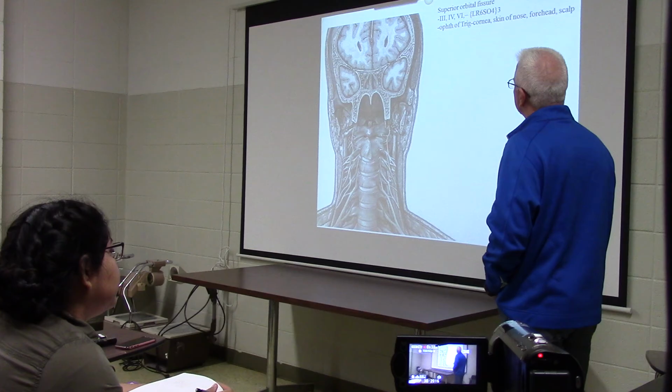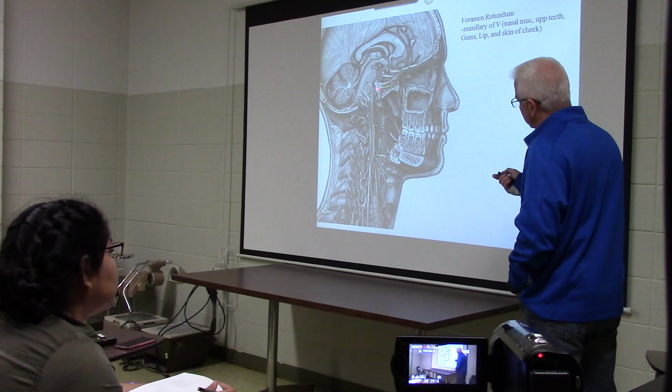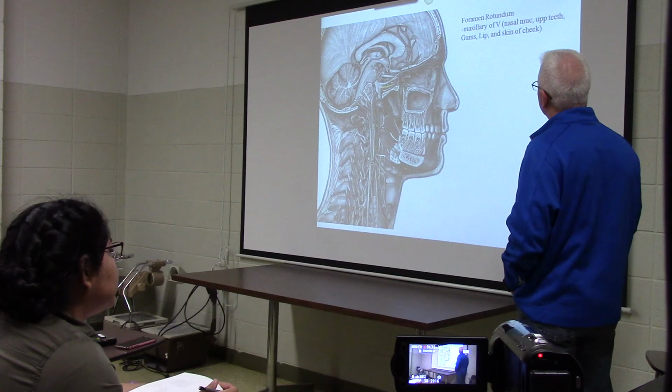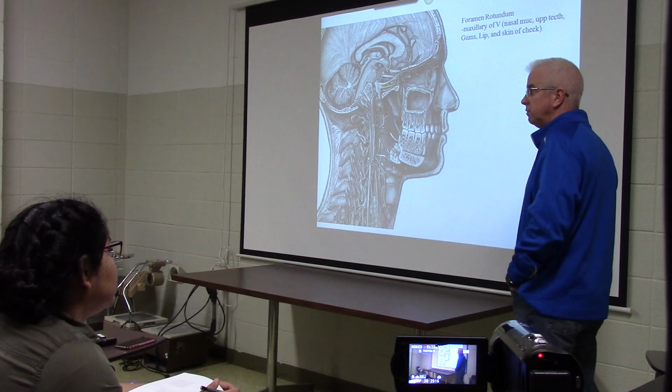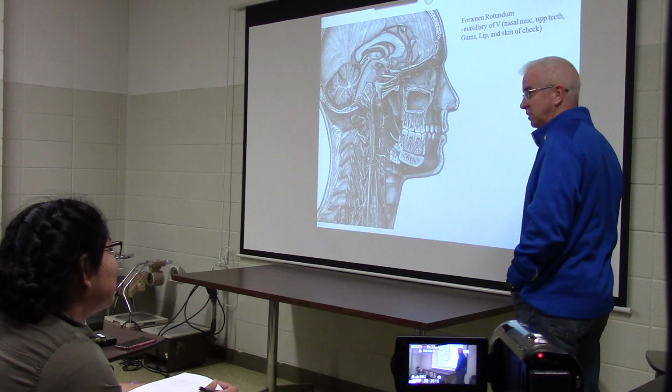Here's the rotundum. You can see, again, this beautiful anatomy piece here. You can see the mandibular branch, the somatic motor fibers in the mandibular branch. Here is the maxillary branch passing through the foramen rotundum, and this is the one for the upper teeth. When you go in a dentist's office, you see V2 and V3. If the dentist has a picture on the wall, and it has a V1 on it, then you think, what's he going to do to my eyes? Right? So V2 and V3 for the teeth, the maxillary branch passing through the rotundum.